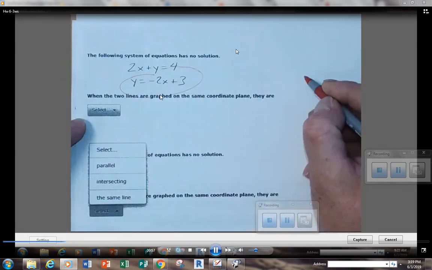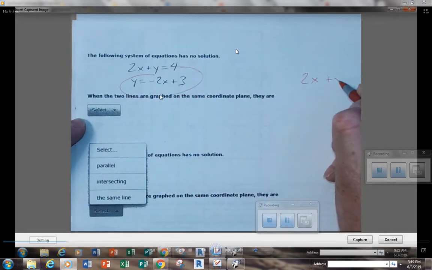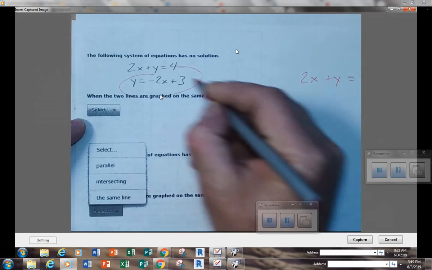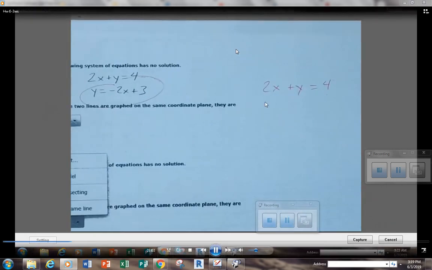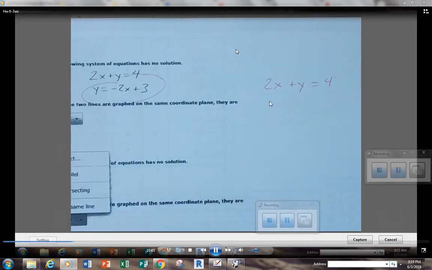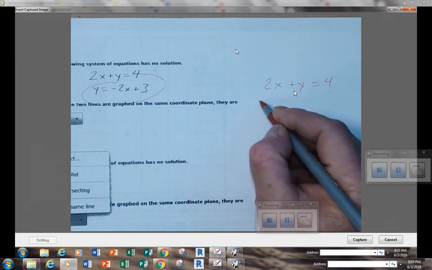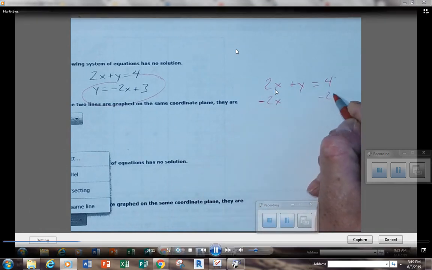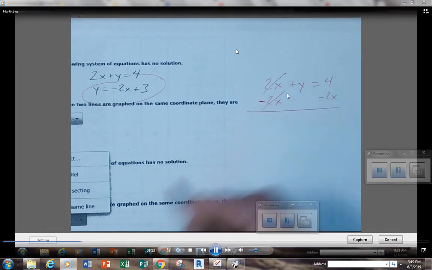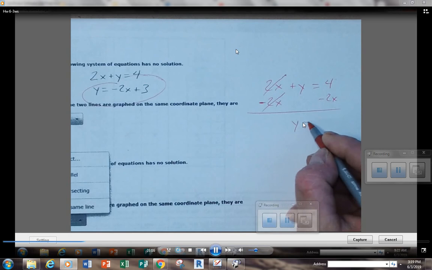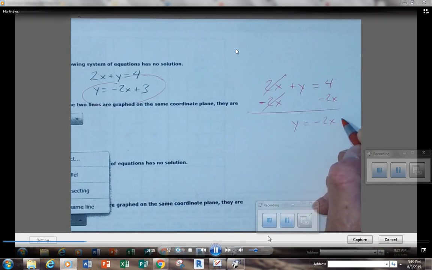Take that top equation and in one step get rid of that 2x: minus 2x on both sides to get that y by itself. So minus 2x will eliminate that 2x. Cancel, bring down the y, the equal, the negative 2x plus 4. Remember never to combine those. Those are unlike terms. Just write them next to each other in slope-intercept form.